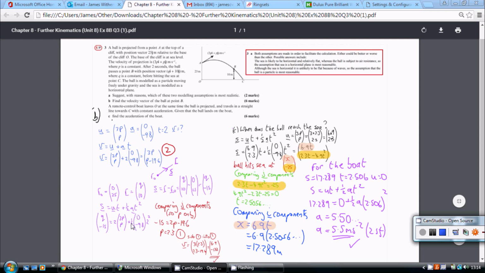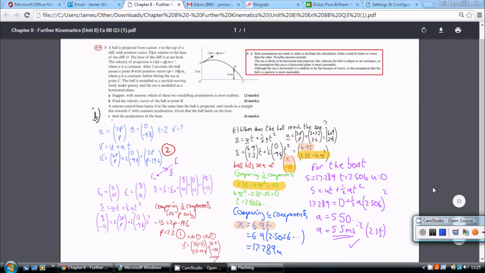Now, if we just focus on the j component, our only unknown is p. So we can solve for p and work out that p is 2.3. We then substitute that back in to our v equation up here, and that allows us to work out what v is, now that we know what p is. So v is 6.9 minus 17.3.